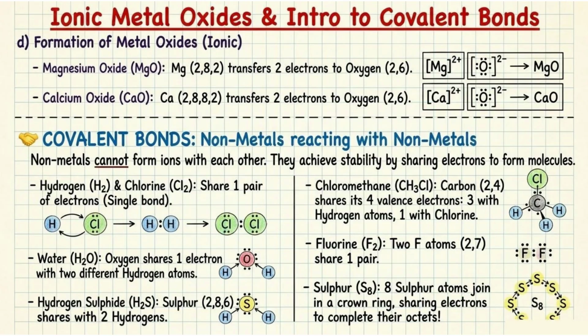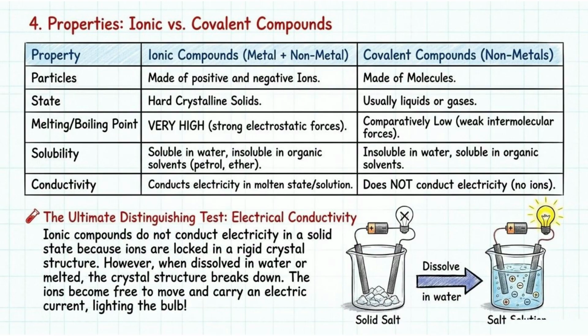And sulfur is amazing. S8 is a molecule where 8 individual sulfur atoms join together in a special crown ring shape. They hold hands in a circle, sharing electrons so every single atom completes its octet. Because they are built so differently, their properties are totally different. Let's compare ionic versus covalent. For particles, ionic compounds are made of rigid grids of positive and negative ions. Covalent compounds are just separate molecules.